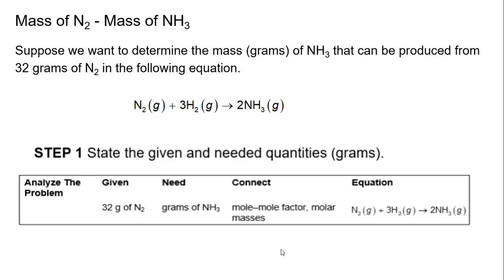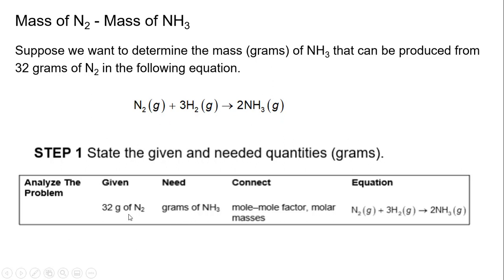So here is an example for us. It says, suppose we want to determine the mass of grams. So mass is always grams. If you hear the term mass, it may not always say grams, but mass means grams, always. Suppose we want to determine the mass of ammonia that can be produced from 32 grams of nitrogen in the following equation. So we are given the equation, we're given 32 grams of nitrogen, and it wants to know the mass of ammonia. So we're going from A to B.